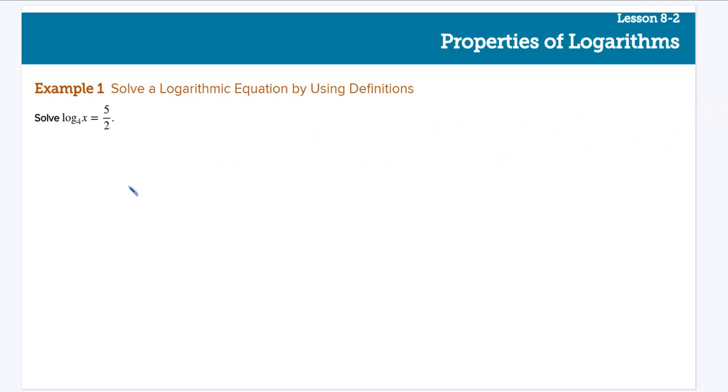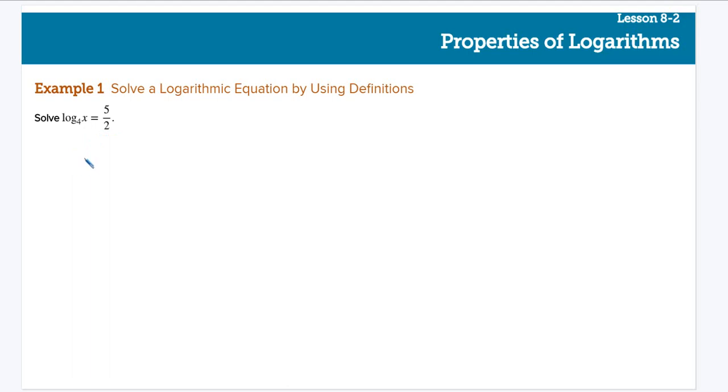So the first question is on page, by the way, we are on page 409. The lesson will start on page 409, so make sure it is open in front of you. So let's see the first question on page 409 again. It says log base 4 of x is equal to 5/2. We are looking for what x is here.